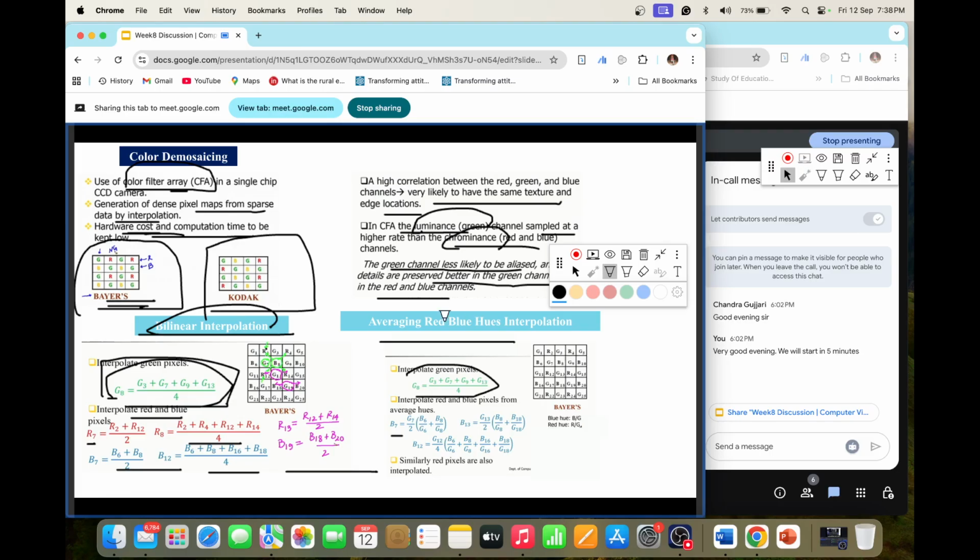That we cannot do in this averaging red blue interpolation. What we have to do? We have to average the blue with the green. How can we average the blue with the green?